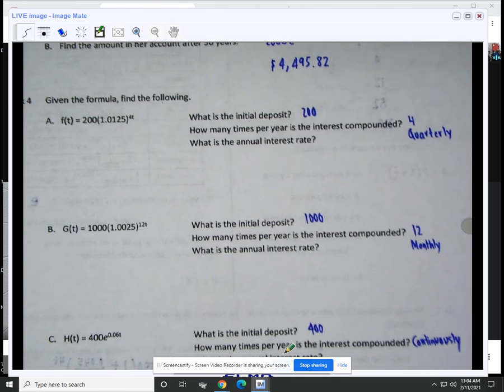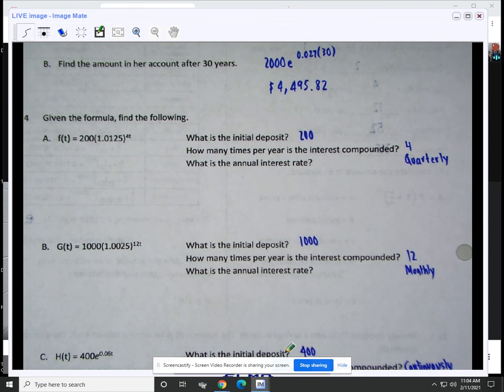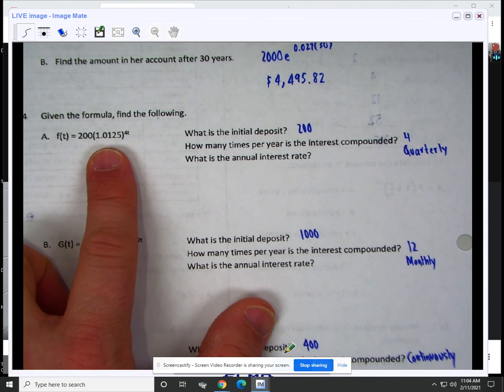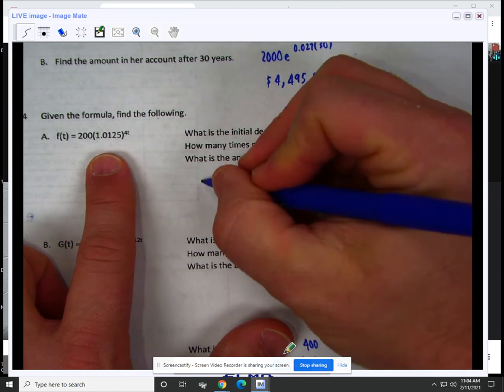Let's go back to A. It says, what's the annual interest rate? Now again, inside here, you remember what we did with the rate? We did 1 plus R divided by N, right? So we derived this number right here by doing 1 plus R over N. Now, let's work backwards. If this is 1 plus R over N, can't we just go ahead and subtract the 1, get it out of the way?